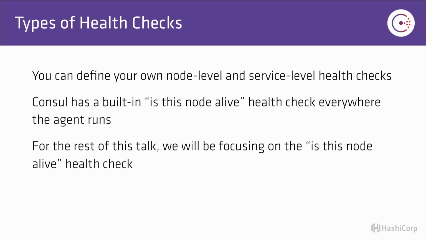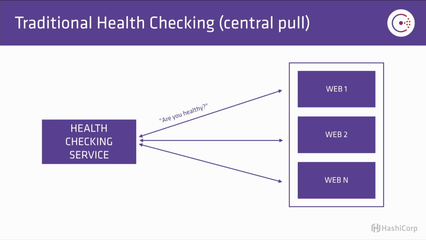And then Consul has this is-this-node-alive check that it just configures automatically anywhere the agent runs. So Consul keeps track of whether the agent is reachable over the network and if it's responding in a normal way. For the rest of this talk, we'll be focused on that second type of health check, because there's another turtle level we have to descend now. A typical traditional health checking pull model has a central thing that reaches out to everything it knows about and polls for health. So are you healthy? Yeah. What about you? Eh.